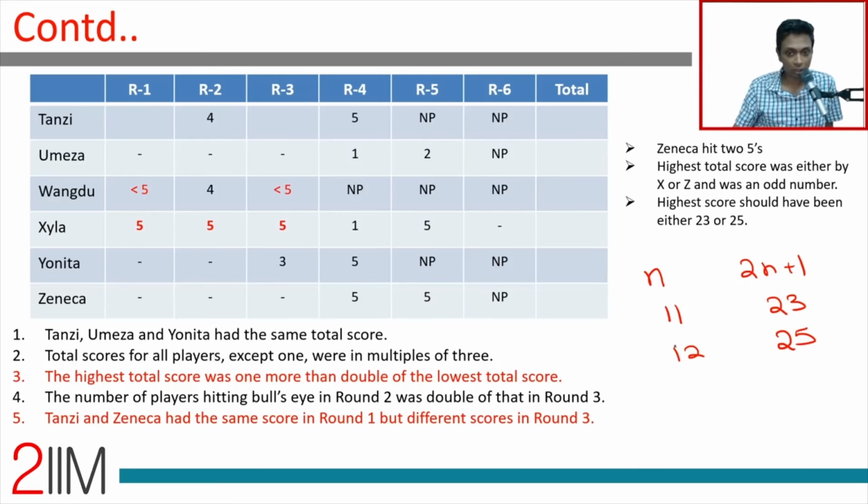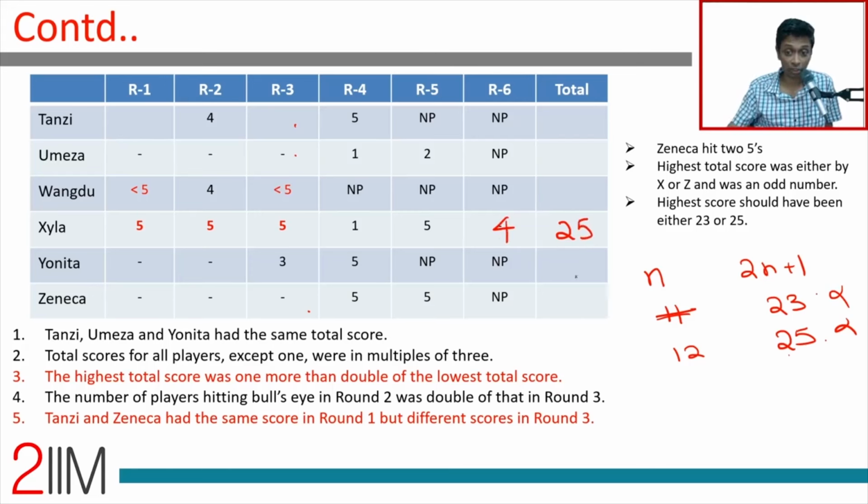We can sense that the lowest score should be Wangdu, not anyone else. Because if these 3 are equal, they are likely to be more than 12. Right? And Zeneca has got 4 5s. But is it 11 or 12? Remember, total scores for all players except 1 were in multiples of 3. 23 and 25 are both not multiples of 3. So the highest score is not a multiple of 3. That much we know for sure. So every other score should be a multiple of 3. That means it cannot be 11, so the highest is 25, which is Xyla. This should be 25. That means this is 4.